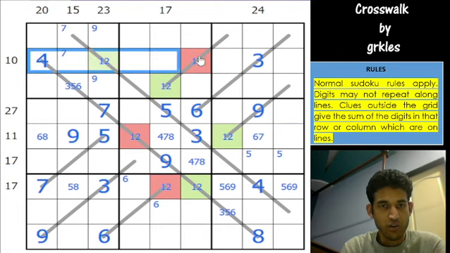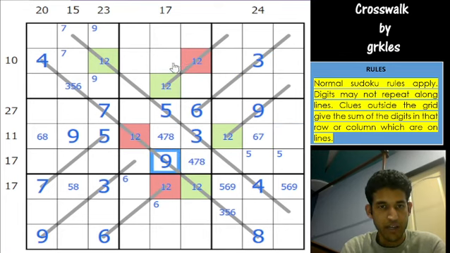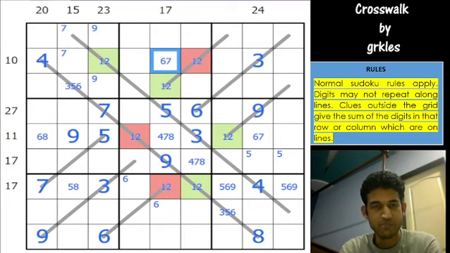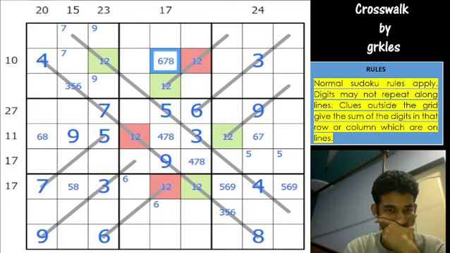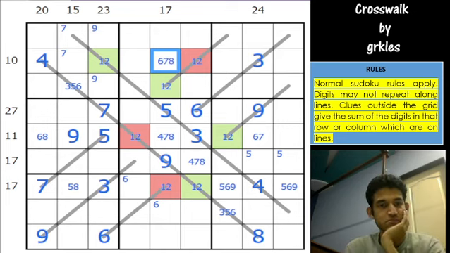And if I look at row 2, I have the 3, 4, 1, 2 pair and 5 and 9. So I have only 3 candidates in this cell. That must be 6, 7, 8. Oh, I haven't looked at this clue, guys.